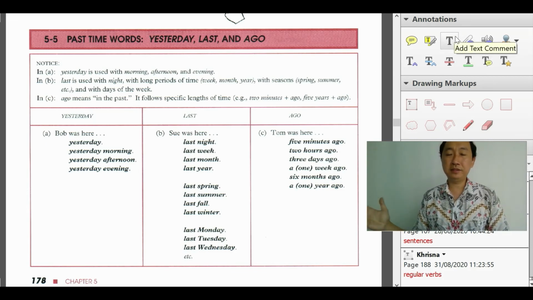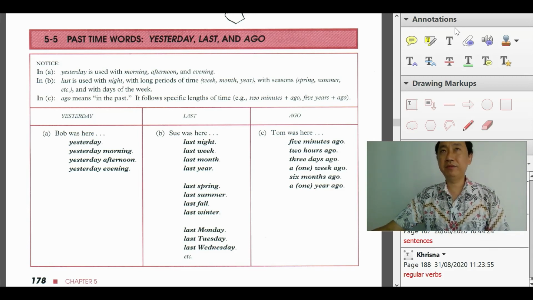And then last can be followed by last night, last week, last month, last year. Last 2 weeks, last 3 weeks. Last spring, last summer, last time, last Monday, last Tuesday, last Wednesday. So last can be followed by night, week, month, year, or by season, last spring, last summer, last fall. And then can be followed by name of month, last January, last February, last April, and can be followed by name of days, last Monday, last Tuesday, last Wednesday.